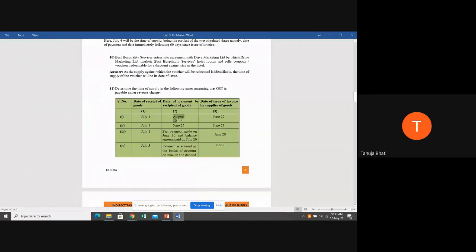On August 10th, the date of payment is made by the recipient of goods. And on June 29, the invoice is being issued by the supplier of goods. So can anyone tell me which are the three dates that you are going to compare? And what is going to be the time of supply? Students, again, I'm repeating, July 1st, goods are being received. 10th August, the payment is being made, and the invoice is issued on June 29.